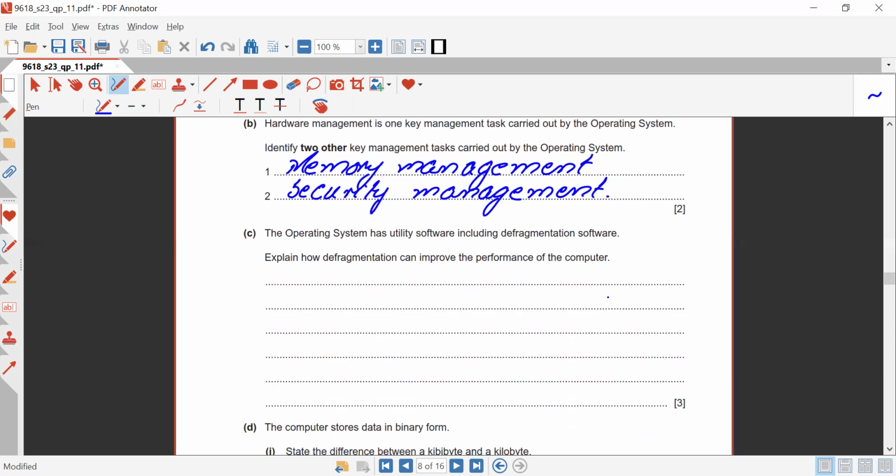Okay, now for part C, what does part C say? It says the operating system has utility software including defragmentation software. Explain how defragmentation can improve the performance of the computer.